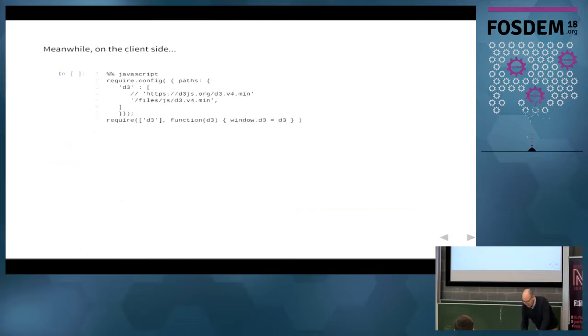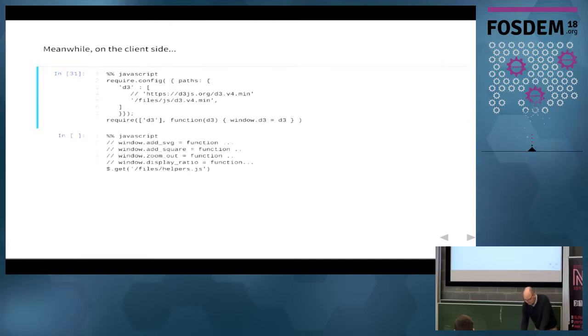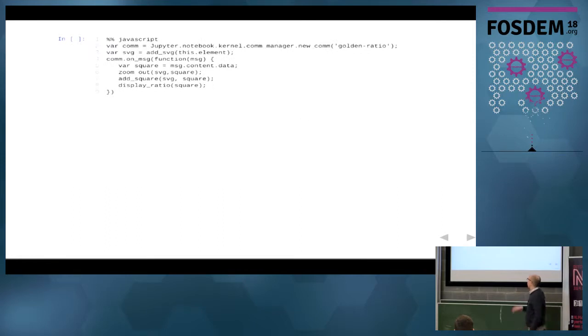And on the client side, we bring in D3. And then we have some JavaScript, which I will not go through, which I've defined for adding a square and zooming out a little bit. Finally, we create a COM on the front end, and every time we get a new message, we add the square to our drawing, we zoom out a little bit, and we show the ratio that we got from the server. So let's see what happens here.